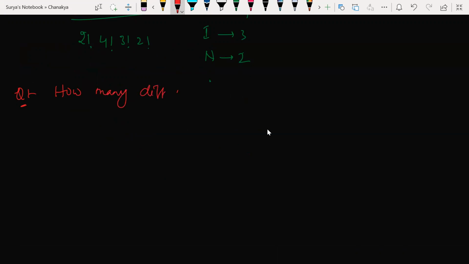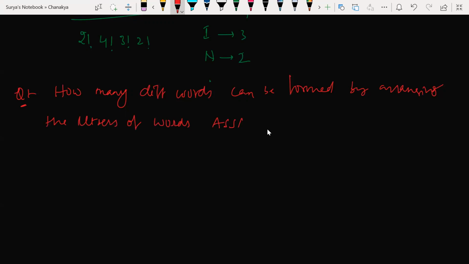How many different words can be formed? Same question I'm writing with a different condition, by arranging the letters of the word association.